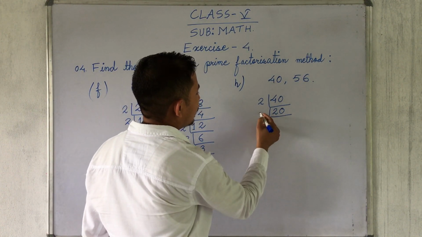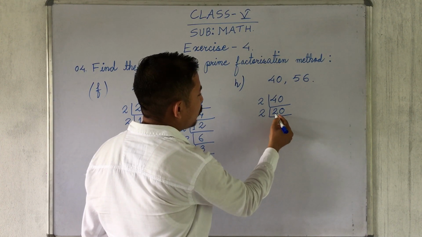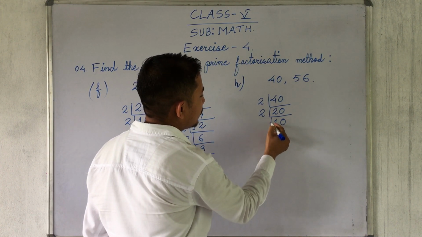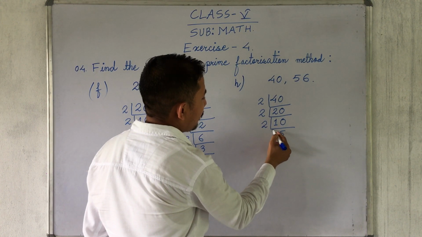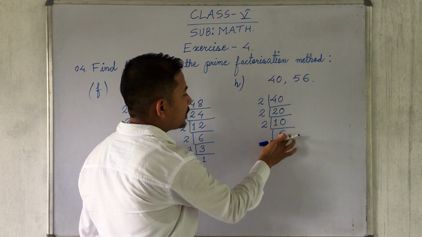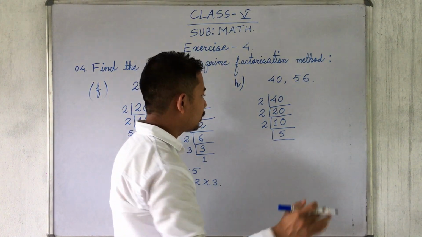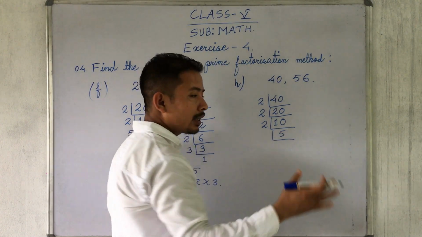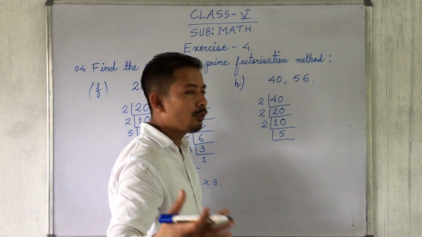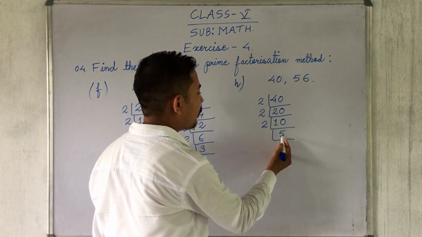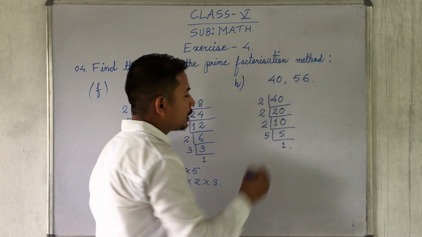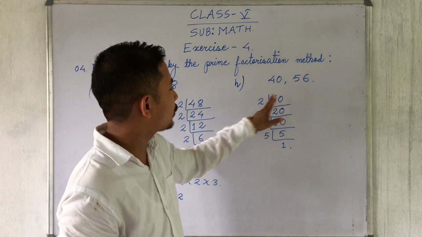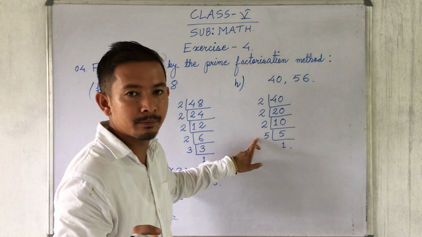And 1 times 2 is 2, 0, right. And 5 times 2 is 10. Now 5 is not divisible by 2, right. So 5 is not divisible by 3 also, 4 also. So we have to divide 5 by itself. 1 times 5 is 5. This way we have got the factor of 40 also, 2 into 2 into 2 into 5, right.